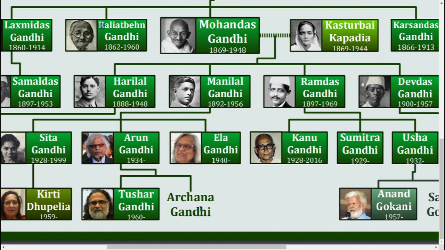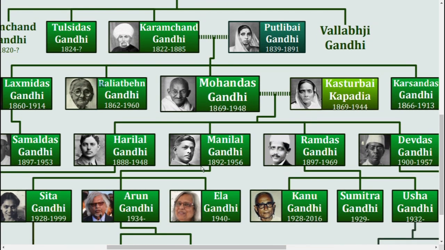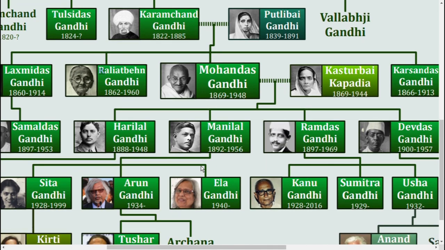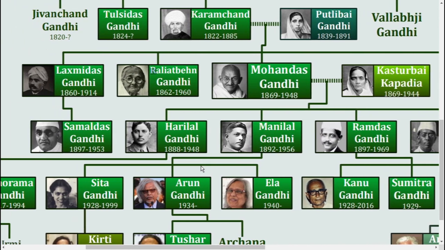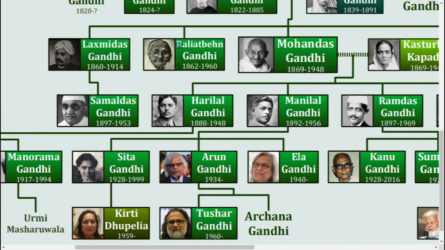Now, the next son, Manilal, was a different story to his older brother. He stayed in South Africa and actually began helping to print the Gujarati magazine, The Indian Opinion. And he died there in 1956 following a stroke. His children were Sita, Arun, and Ella Gandhi. And both Arun and Ella are currently alive, and both are civil rights activists in South Africa. Arun's son, Tushar, is an activist as well. Now, Ella was also, fun fact, a member of parliament in South Africa for about 10 years.